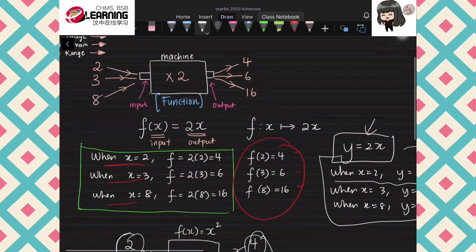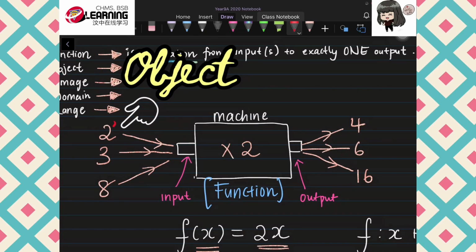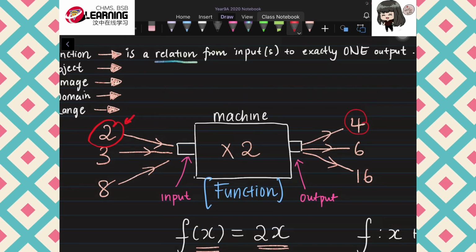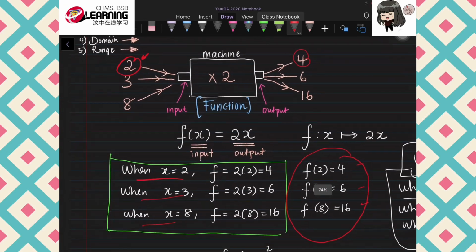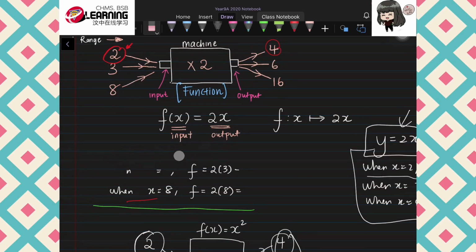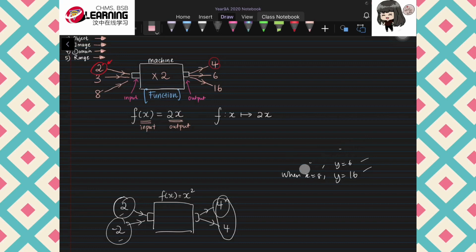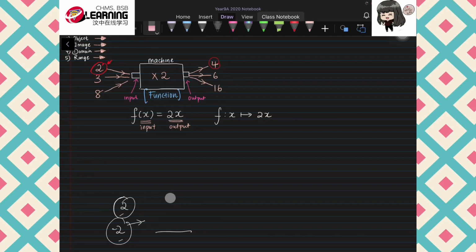Okay, I'll simplify in this form, right? So object 2, which is also an input of 2, gives you an output of 4. So object 2 maps onto image 4. Okay, maybe I should write it down. I erase all this. Okay, please copy all this into your notebook. You write it in your notes so it's easier for you to understand when you refer back to your notebook.